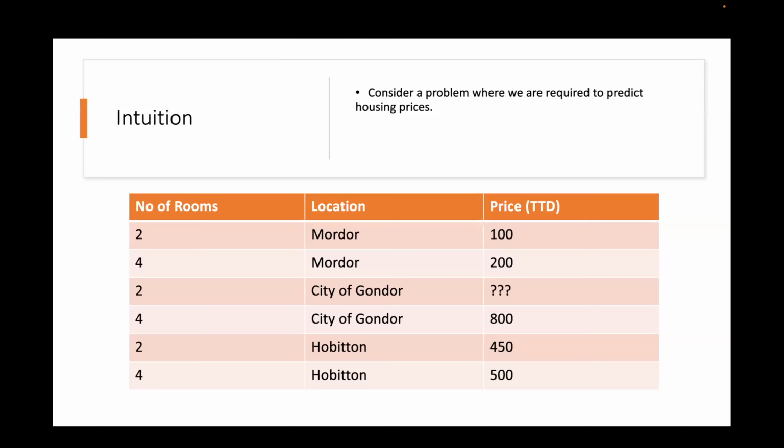And you'll see for a 2-bedroom in the city of Gondor, we do have a price, so we're trying to predict that. Intuitively, if you're trying to figure this out, you might ask, what does a 2-bedroom in Mordor look like? It costs $100. A 2-bedroom in Hobbiton costs $450. So in your mind, you're trying to figure out whether a 2-bedroom in Gondor would be between $100 and $450, lower, higher, maybe somewhere in that range? Now, a machine has to go through that same thing, or in the case of linear regression, something similar, right?